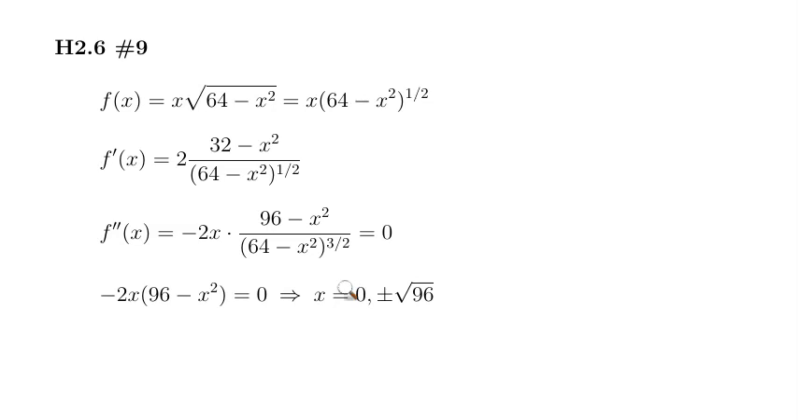All right, so 0 is a good solution. You can plug in to get a value. But plus or minus square root of 96 is not even in the domain of the original function, because if you plug in here, you have 64 minus 96, which is a negative number, which we cannot have under the square root. So these cannot be the answer. The only answer is 0.